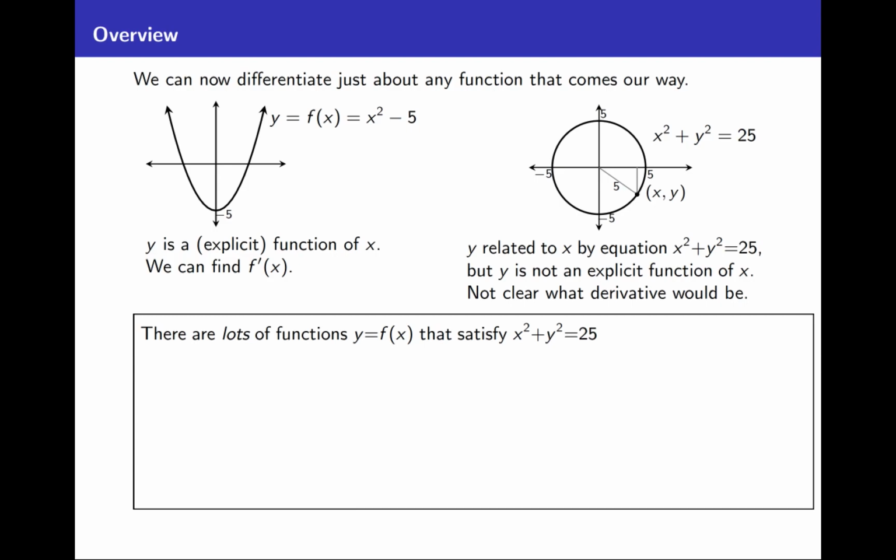To further develop that idea, note that there are lots of functions, y equals f of x, that satisfy the equation x squared plus y squared equals 25. That is, if you substituted f of x in for y, you would get the equation x squared plus f of x squared equals 25 holding. One thing you could do is just take the graph of this circle and erase the bottom part. So I've indicated that in green here. Just look at the top part of the circle, and call that a function y equals f of x. And that passes the vertical line test.